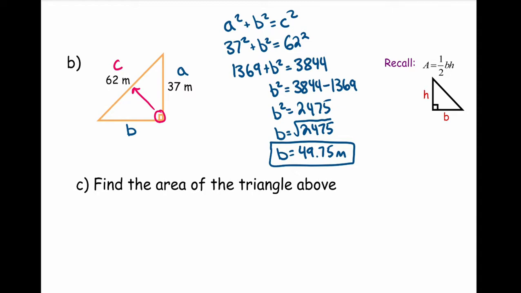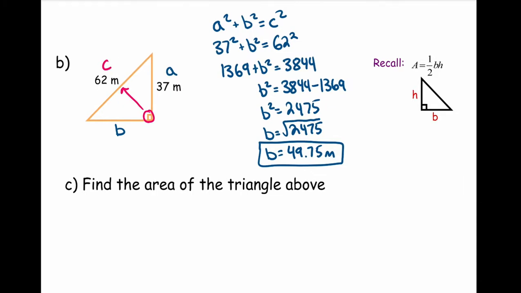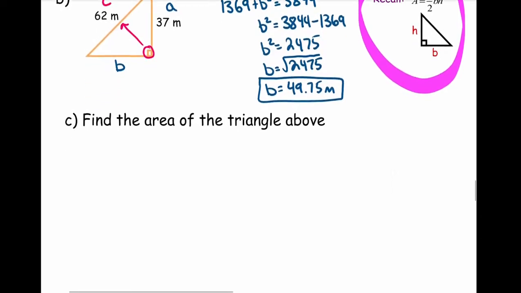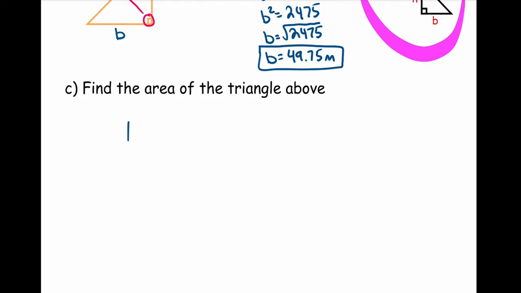Now, using that to find the area, I have to recall that the area of a triangle is 1/2 times base times height, or base times height divided by 2. I do have my base and my height now, which were my a and b, so I can use my formula. A equals 1/2, not a times b, base times height.